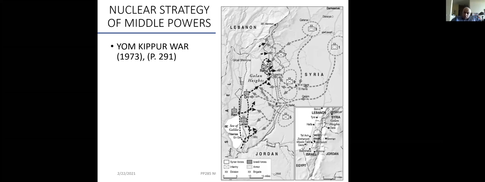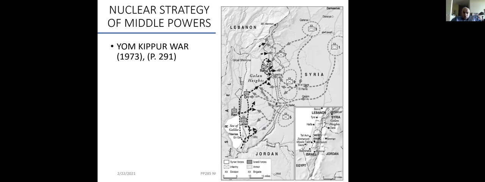But yet this was a case where Israel was able to limit the struggle with conventional forces. It never escalated to nuclear weapon use. There was, by the way, another dimension to this, and this might be on the next slide, but where the Soviets decided to arm the Egyptians with nuclear weapons, and they sent some nuclear weapons by ship to Egypt. And that's where Kissinger intervened.